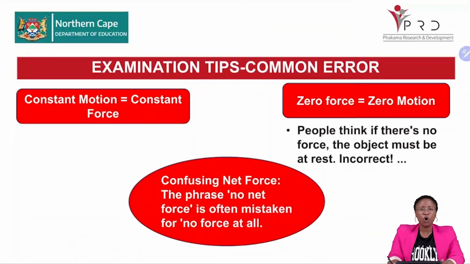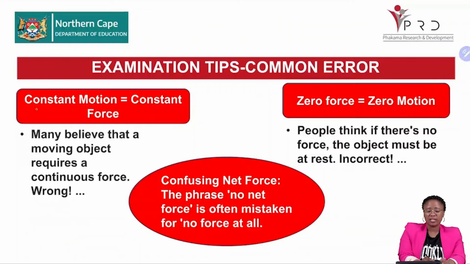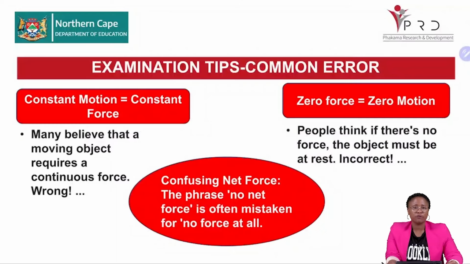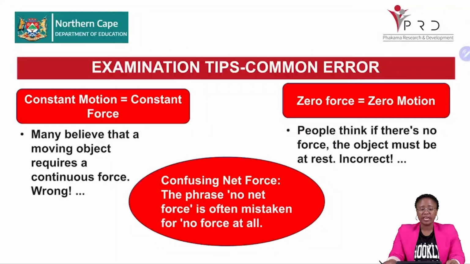Now, these are some of the common errors that I'm making you aware of as you study for your final exams. These are common errors that we find with this chapter. One, most of you think that because there is constant motion, constant motion is equal to constant force. That is not the truth. Many believe that a moving object requires continuous force in order to move, but we know that is not the case. Sometimes the object might be moving, but not at a constant motion. So it's not always the case.